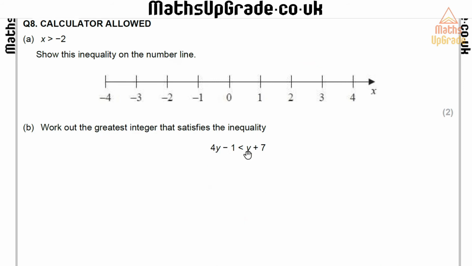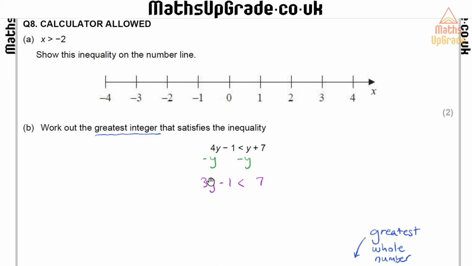So on this inequality, I've got more y's on the left, so I'm going to do the inverse of this term here. This term is positive since there's no sign in front of it, so I'm going to subtract y on this side, subtract y on this side. That gives me 3y minus 1, which is less than 7. Now I need to do the inverse of subtract 1, which is add 1, and do that to both sides.